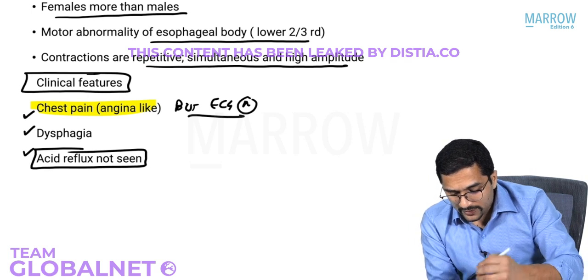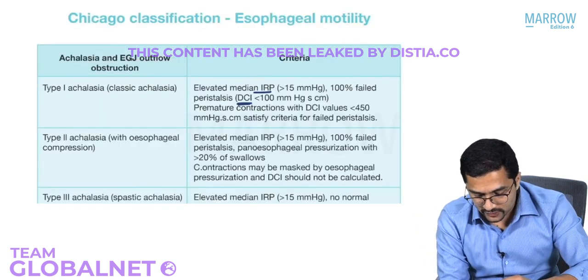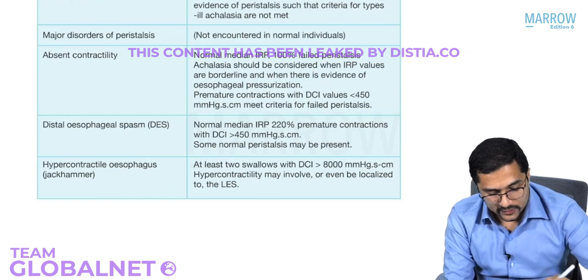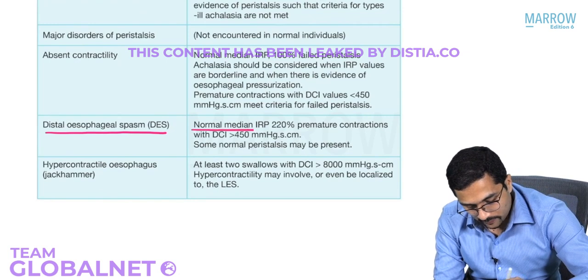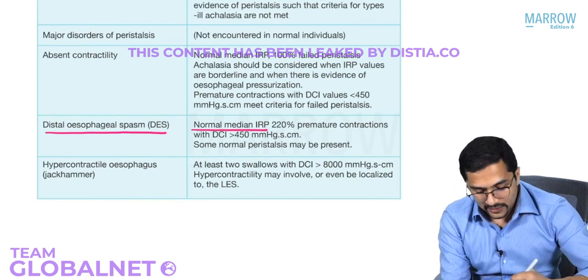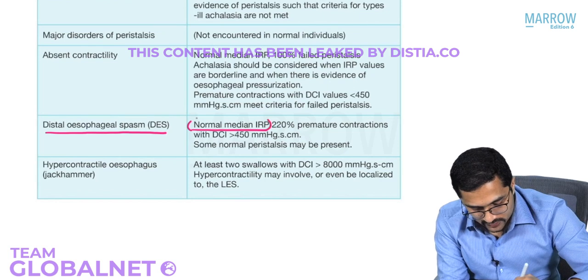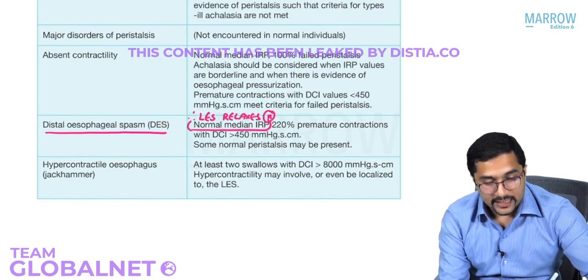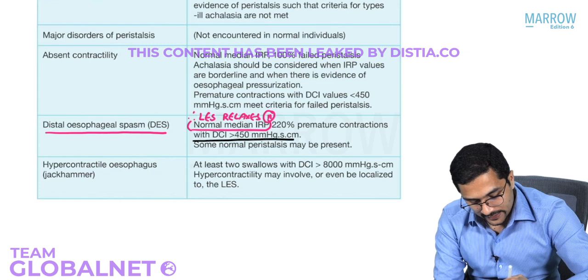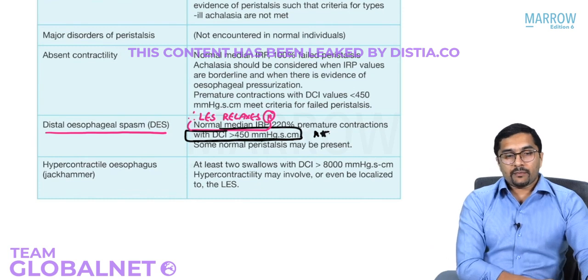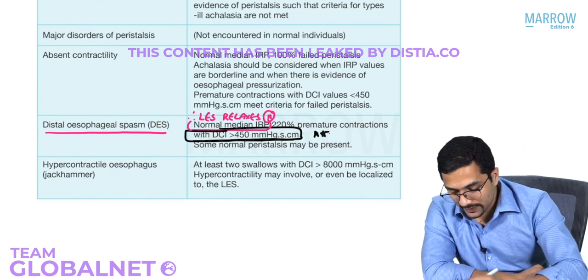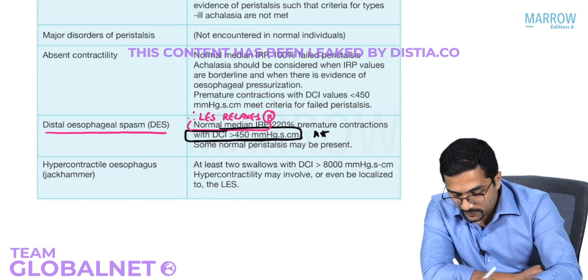If you look at the manometric findings in distal esophageal spasm, there is a normal median IRP. Normal median IRP means that the lower esophageal sphincter relaxes normally. And the DCI, the distal contractile index, is more than 450 in patients with distal esophageal spasm.